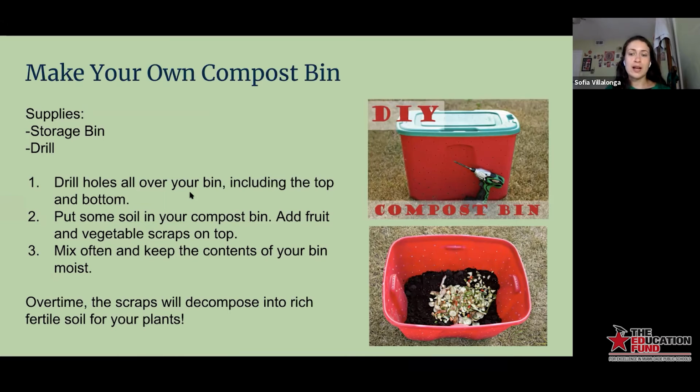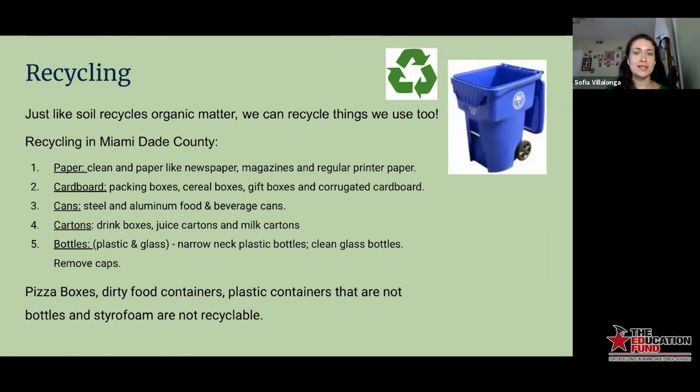You can add some soil to the bottom and then add your vegetable and fruit scraps on top. And it's really important not to add anything cooked, not to add any meat or bread. You just want to stick to vegetables and fruits, that type of waste, and keep the contents of your bin moist. So sometimes if you need to, add some water and mix it up. And over time, the scraps are going to decompose into rich, fertile soil for your plants. So it's a really easy DIY way of diverting your waste away from the landfill and using it for a new purpose.